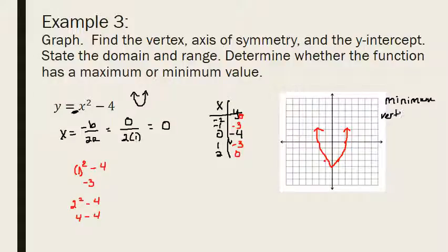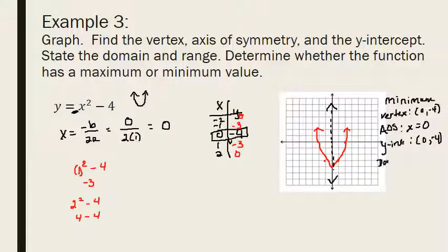The vertex. The vertex here, right here in the middle of our xy table, it is 0, negative 4. The axis of symmetry. The axis of symmetry, notice that it's cutting right down in the middle, and that is x equals 0. The y-intercept is the same as the vertex. That's going to be 0, -4. And then we state the domain and the range.